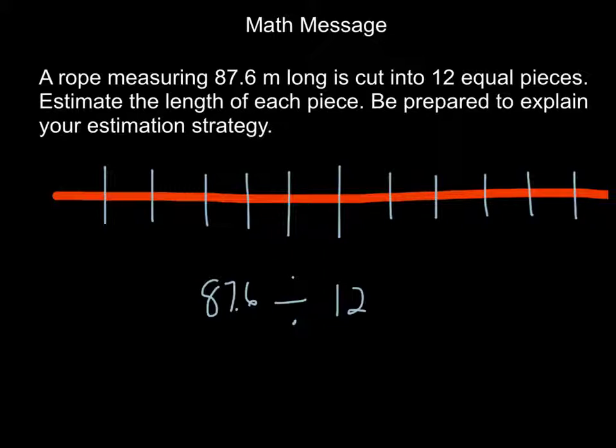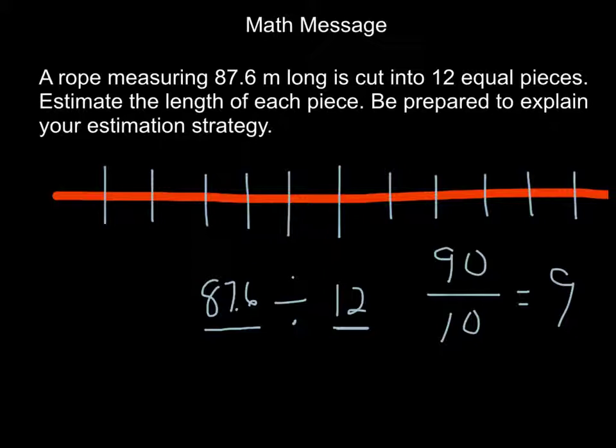So when I look at 87 6/10, I think, well, that's close to 90. 87 6/10 is close to 90. And then as I look at 12 here, 12, now that's close to 10. So my magnitude estimate is going to be 90 divided by 10, which would equal 9.